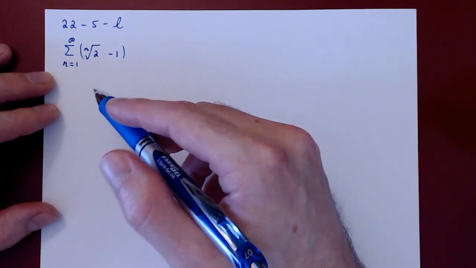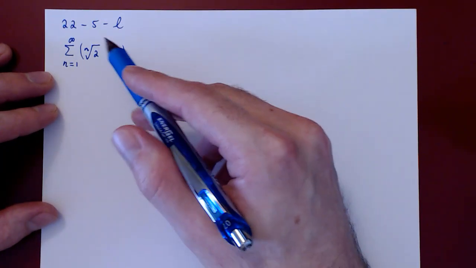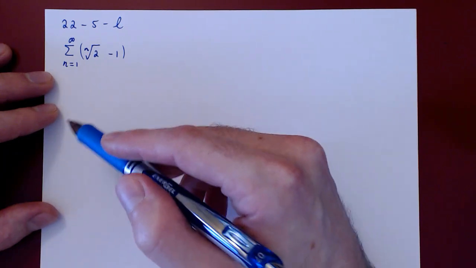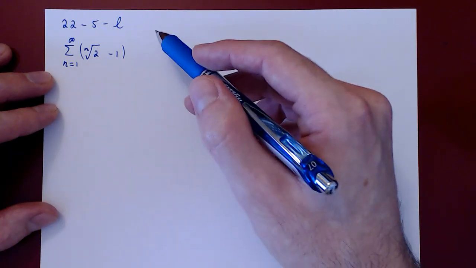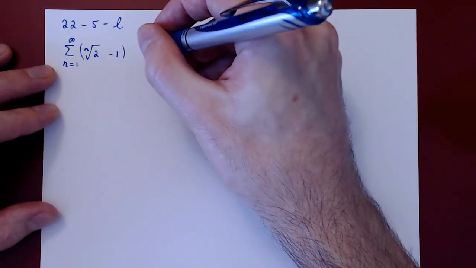Okay, so in this video, we will figure out whether the following series converges or diverges. But first, let us rewrite the nth root of 2 as 2 to the power of 1 over n.